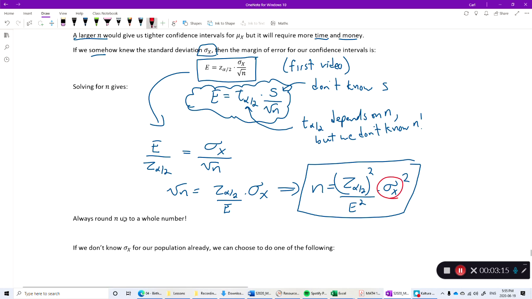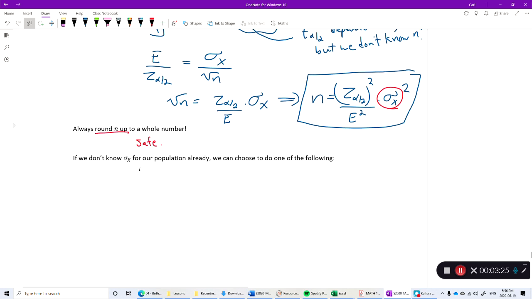And then we have to round up, right? Rounding up is the safe way to round. If we round down, we might be making the sample too small. So this will work, but we need some strategies. What if we don't know sigma x?